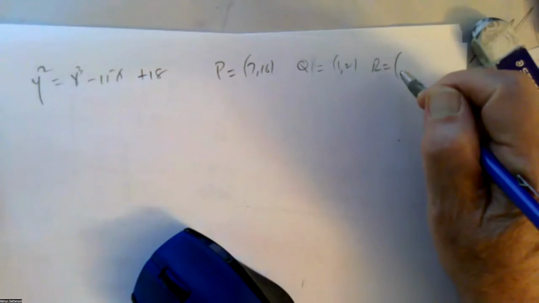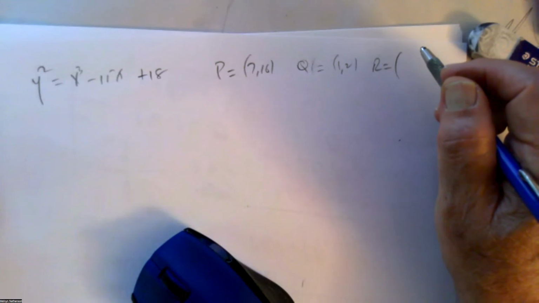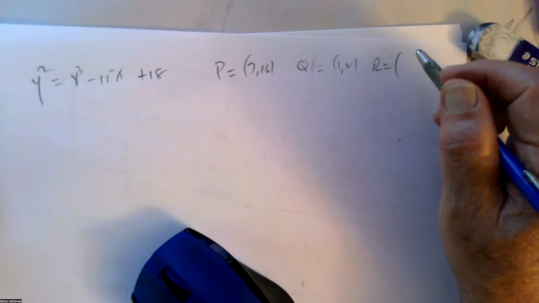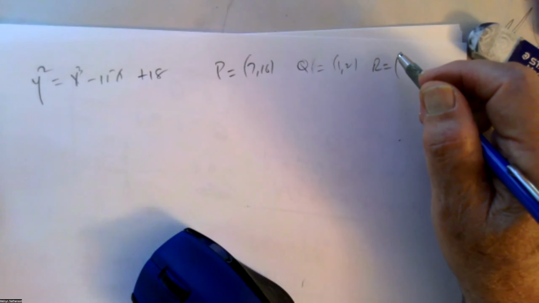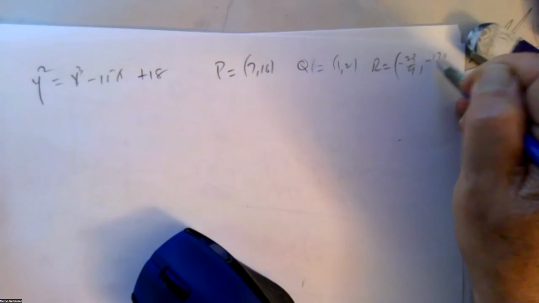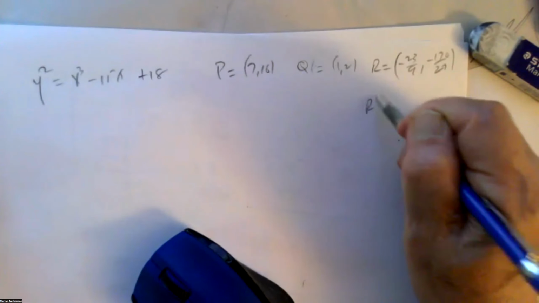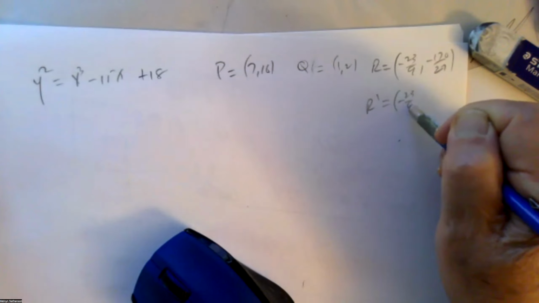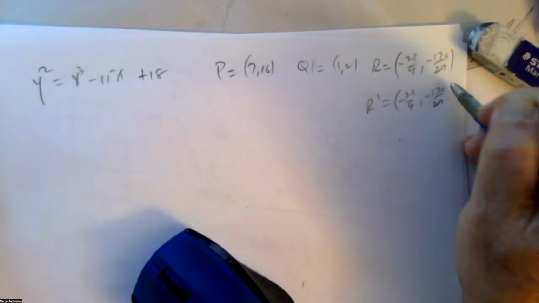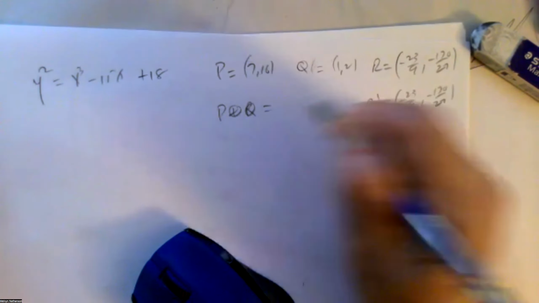R was (-23/9, -170/27). Then the reflection of this point, R prime, was on the curve, (-23/9, -170/27). And in fact, the sum of P plus Q was equal to this number R prime.